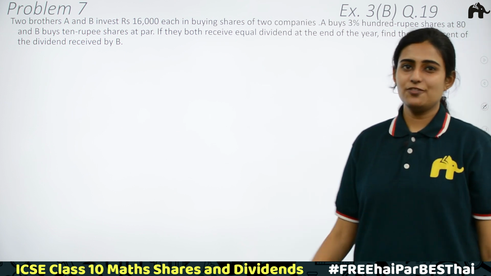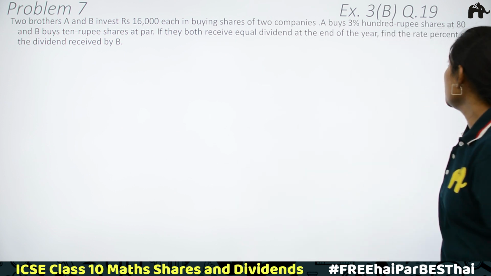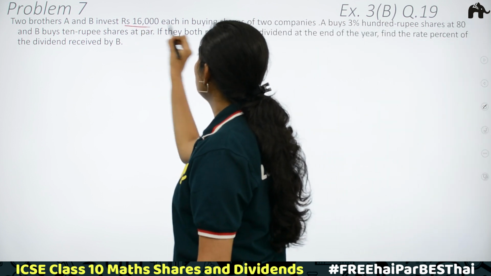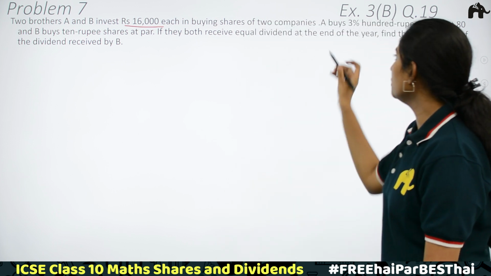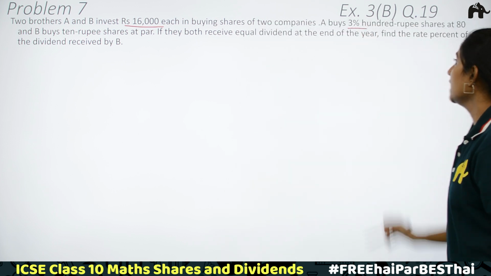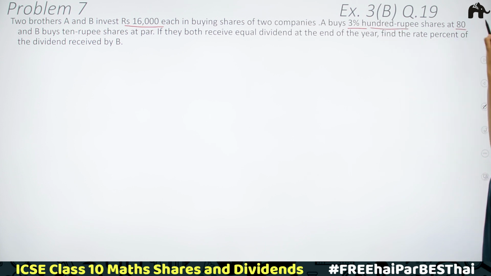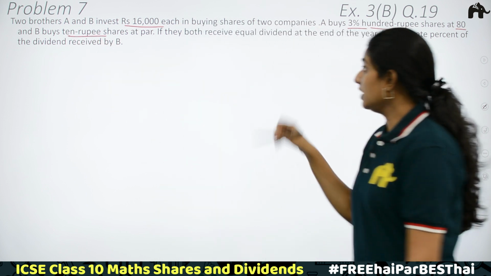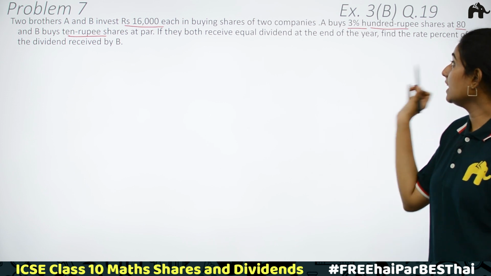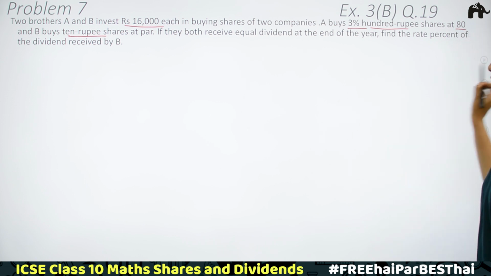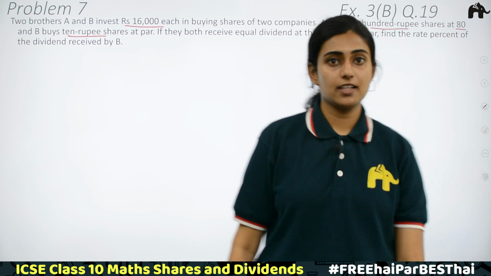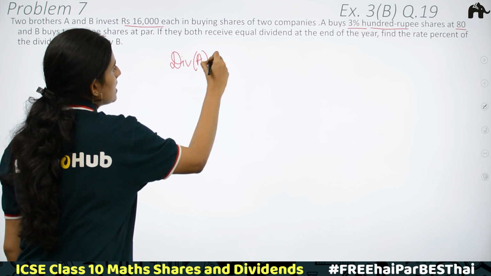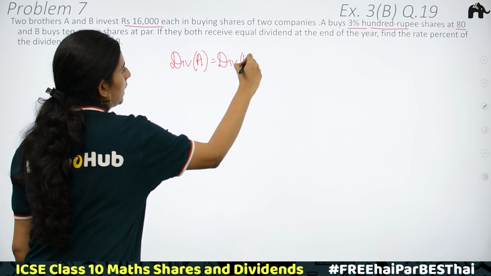Okay, here is the last question for today. Problem 7. Question number 19 of exercise 3B. Two brothers A and B invest rupees 16,000 each in buying shares of two companies. A buys 3% 100 rupees shares at 80 and B buys 10 rupee shares at par. If they both receive equal dividend at the end of the year, find the rate % of the dividend received by B. Clear? Given that dividend of A is equal to dividend of B.